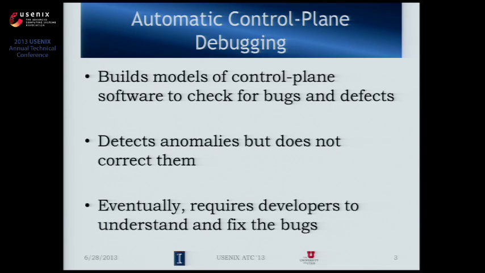For instance, tools will tell operators that when you set up your control plane software in this way, you will see loops in your networks, or you will see black holes in your networks. But there's no way yet for these tools to tell operators how to fix those bugs. So eventually, the operators have to go inside the network and run the control plane software again to actually understand the bugs and find the solutions themselves.